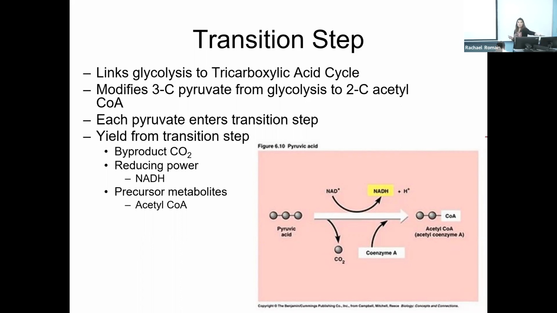We get no ATP out of this process. This is not energy generating. But what it's doing is furthering along our precursor metabolites to create this molecule that goes into the next step. So we make a little bit of NADH. Remember that NADH is that reducing power. Because we have lost a carbon, the carbon is coming off in the form of carbon dioxide, CO2.